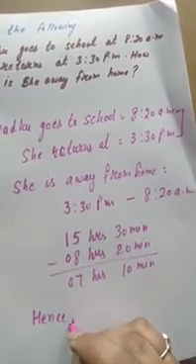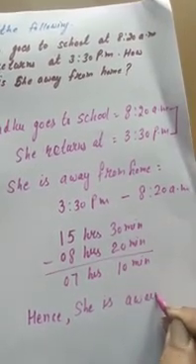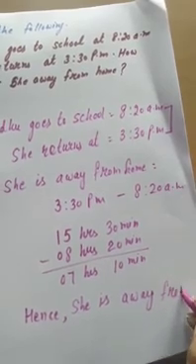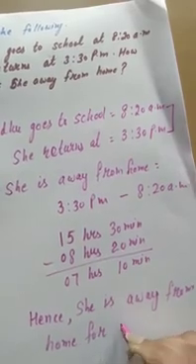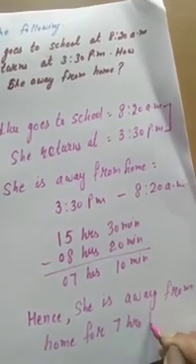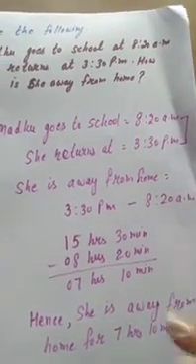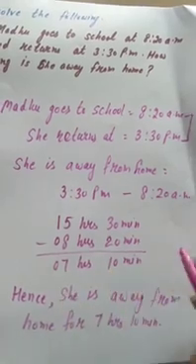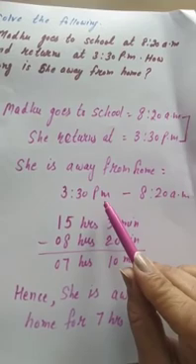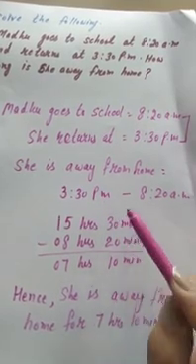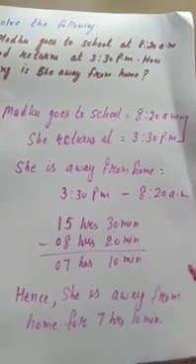Hence, she is away from home for 7 hours 10 minutes. So in this way, whenever you have to solve time with different units, like one is with AM and the other is with PM, then first of all convert it into the 24-hour system and then solve the sum.